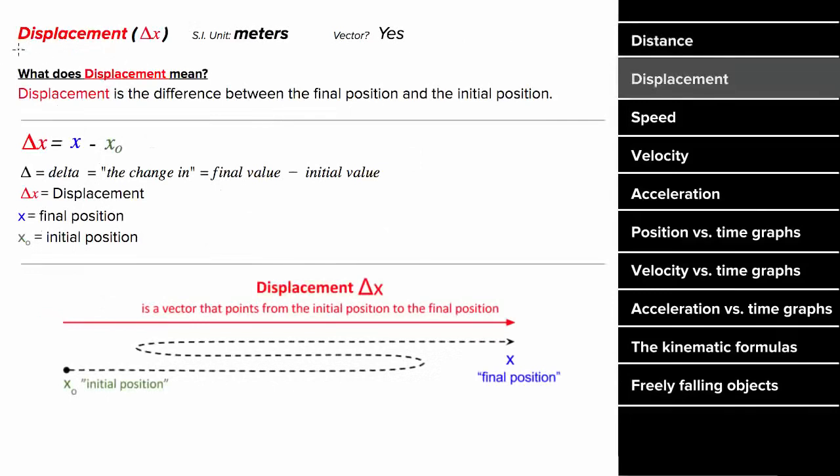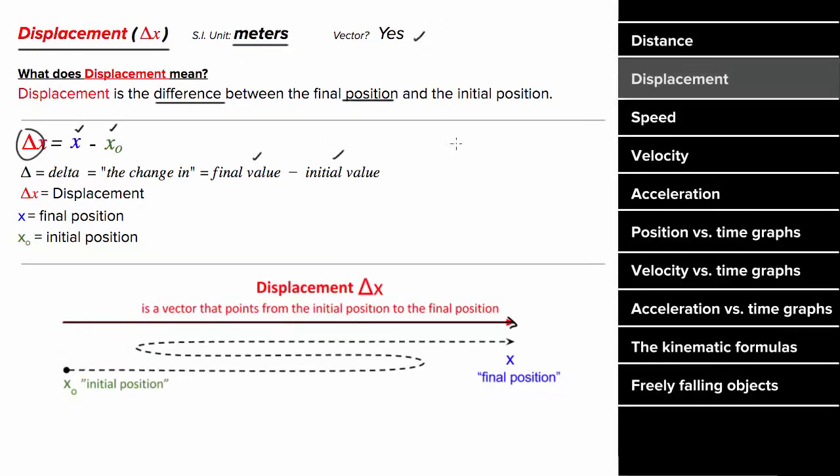What does displacement mean? In physics, displacement is the difference in position. So if an object went forward, then backward, then forward again, the displacement could be represented with an arrow that points from the initial position all the way to the final position. And that's why a formula for displacement can be thought of as the final position minus the initial position. This delta here represents the change in, which means final minus initial. The SI units for displacement are meters.